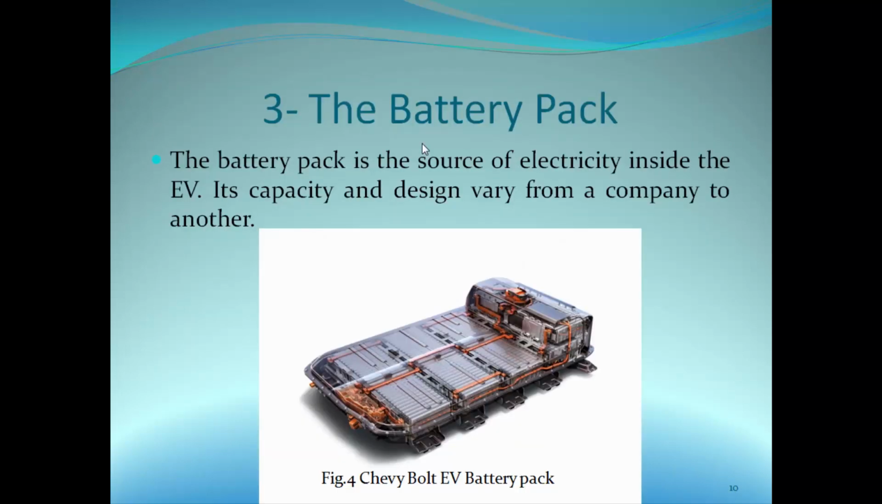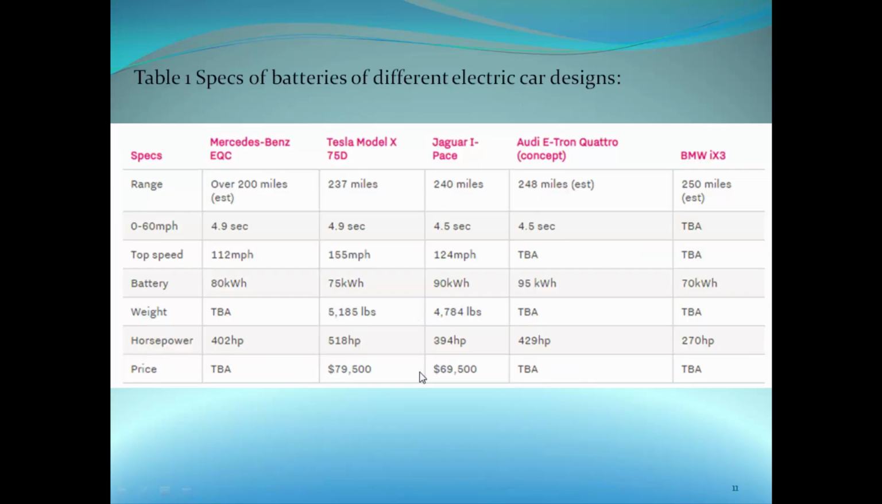So here is the battery pack. The battery pack is the source of electricity inside the EV. Its capacity and design vary from one company to another. We have here the Chevy Bolt EV battery pack. So we have here specs of batteries of different electric car designs. We have here the range, 0 to 60 miles per hour. We have here over 200 miles, 237, and so on.